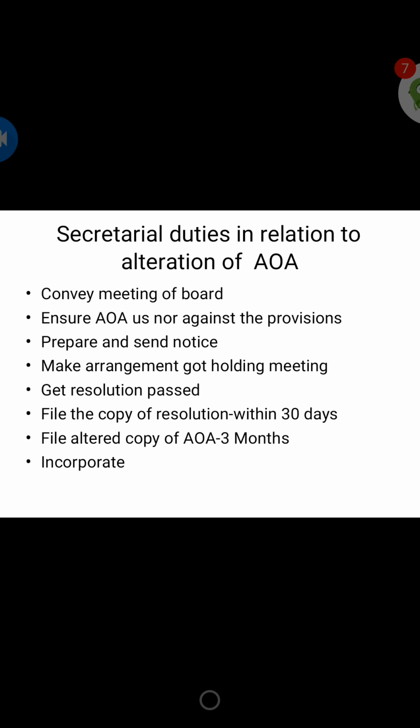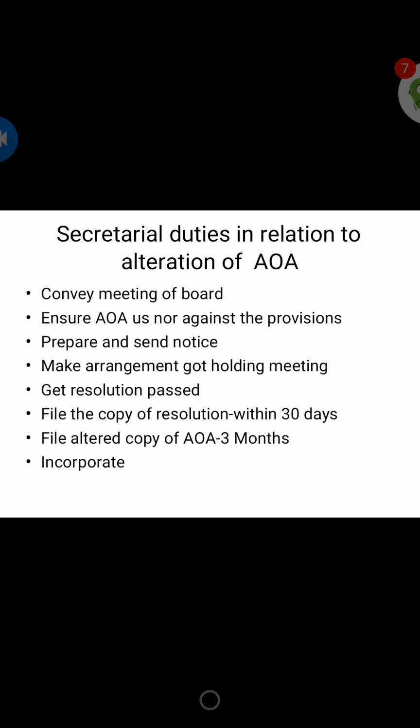The next is prepare and send notice. You are going to prepare the notice for the general meeting and send it to all members at least 21 days before the meeting. The next is you are going to make the necessary arrangements for the meeting. The next, get the resolution passed. Which type of resolution are you going to pass here? Special resolution, right?